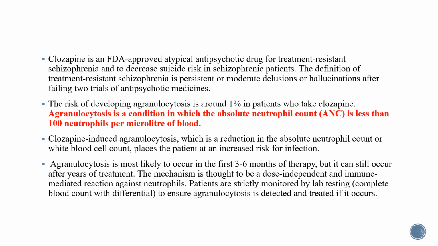So this clozapine is an FDA-approved atypical antipsychotic drug mainly used for the treatment of drug-resistant schizophrenia and to decrease suicide risk in schizophrenic patients. Then what do we mean by treatment-resistant schizophrenia? Okay, so the definition of treatment-resistant schizophrenia is persistent or moderate delusions or hallucinations after failing 2 trials of antipsychotic medicines.